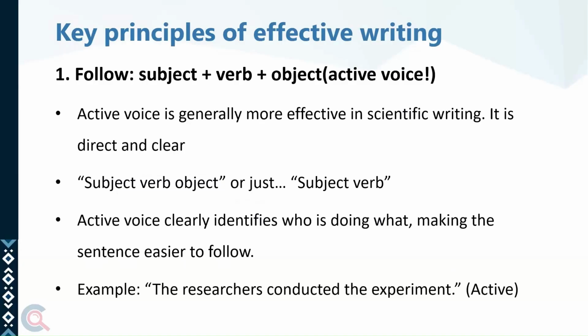The first key principle of effective writing is to follow the subject-verb-object order, in other words, the active voice. There is what we call the active voice and the passive voice. The active voice is generally more effective and is recommended in scientific writing because it is direct and clear. The active voice is made up of the subject, the verb, and the object, or most of the time, the subject and the verb. The active voice clearly identifies who is doing what, making the sentence easier to follow.